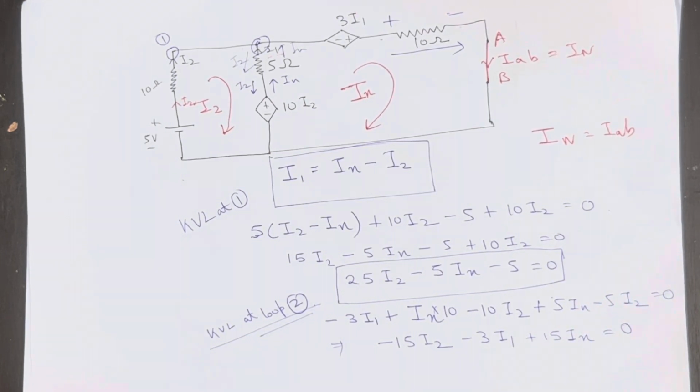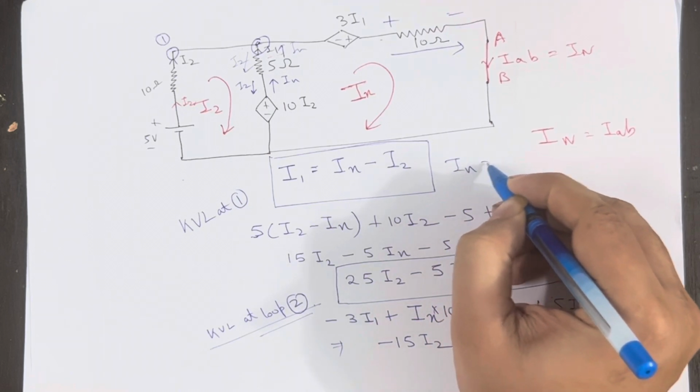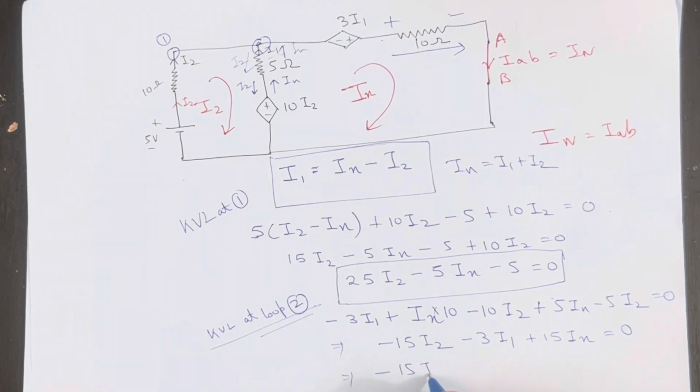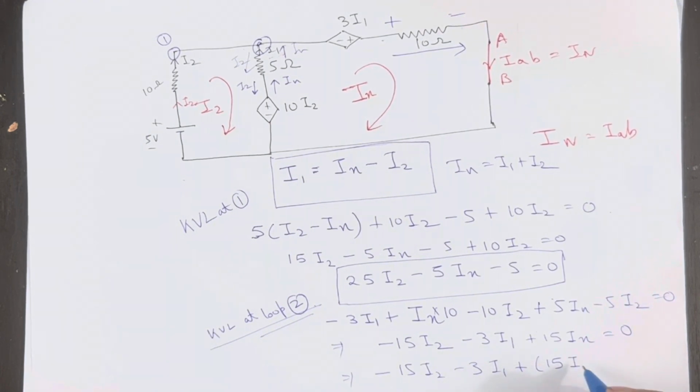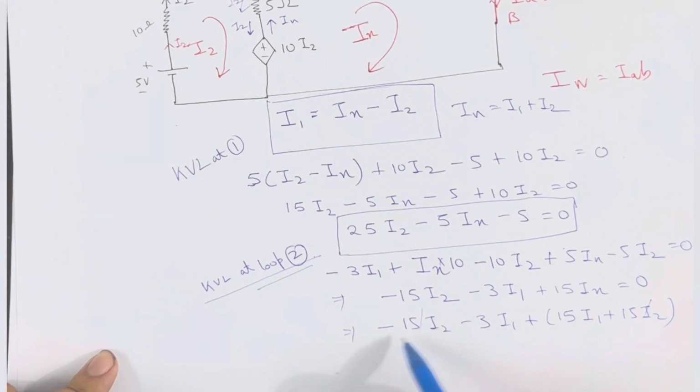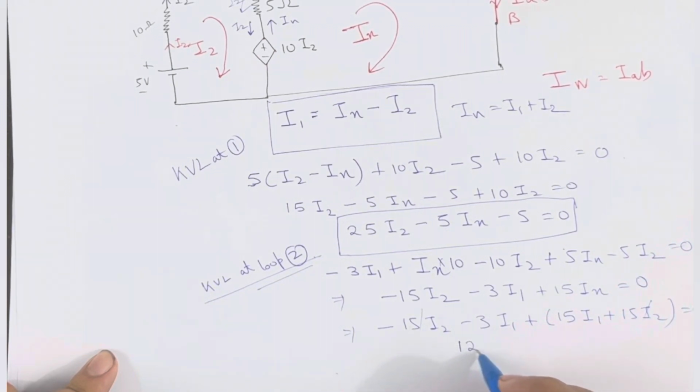It was so simple. Now we can eliminate Ix using the earlier equation. What is Ix from here? Ix equals I1 plus I2. So substituting, minus 3 I1 minus 15 I2 plus 15 times I1 plus I2. In short, 15 I1 plus 15 I2. Now you can see the I2 terms cancel, minus and plus. So it is simple like that: 12 I1 equal to 0.